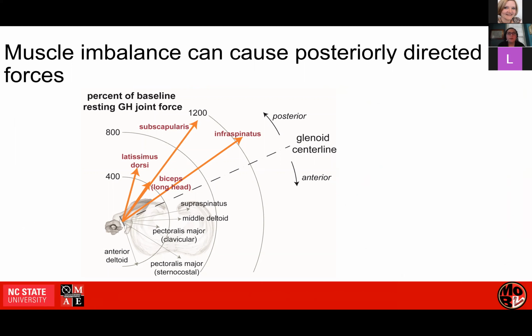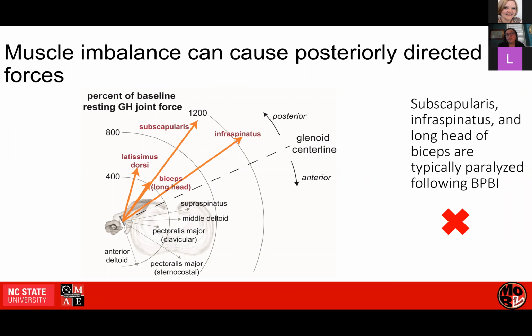So for a muscle imbalance, we can identify 4 muscles that might be able to cause posteriorly directed forces if they were on and overactive and pulling the arm into this position. So that would mean that they could not be paralyzed. But most of these muscles are in fact paralyzed when you have this injury. So we can immediately rule out that muscle imbalance could even be a cause of this posteriorly directed force.